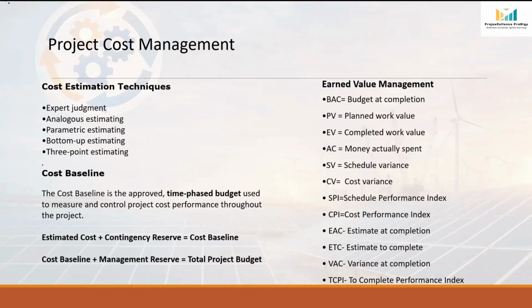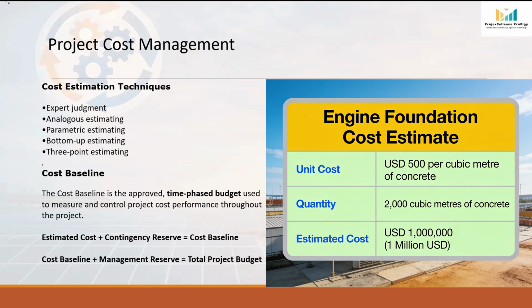The third technique is parametric estimating. Here, instead of comparing with the previous project, this technique uses historical data and mathematical relationships. For example, suppose we have historical data that constructing an engine foundation cost 500 US dollar per cubic meter of concrete. If the new project requires 2000 cubic meters of concrete, so the estimate cost is simply calculated by multiplying the quantity by the unit cost. Because it is based on measurable data, parametric estimating can provide a higher level of accuracy, provided reliable historical data is available.